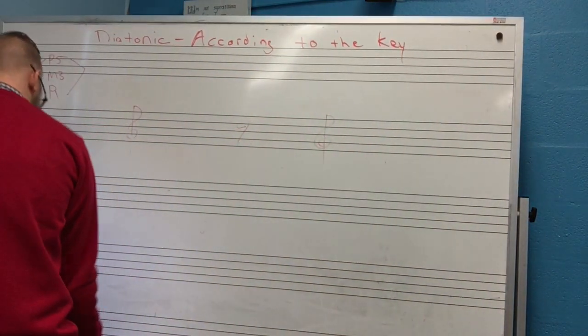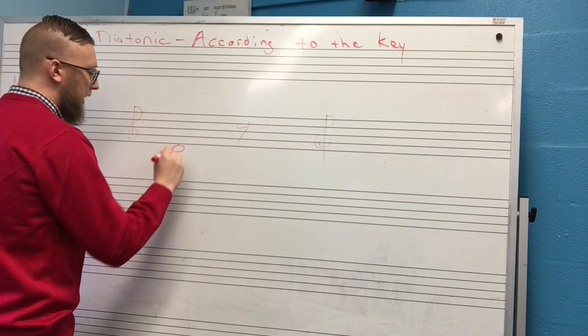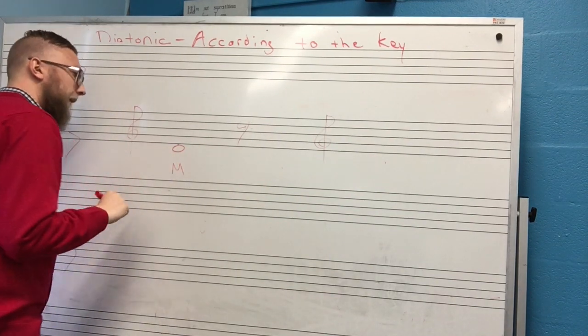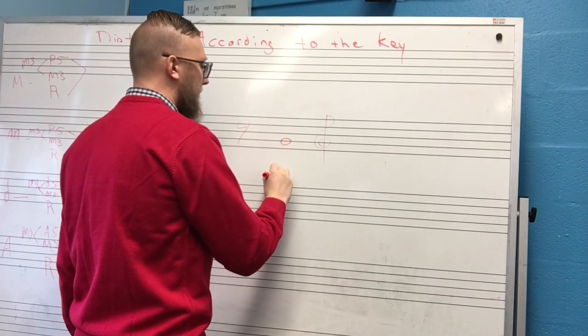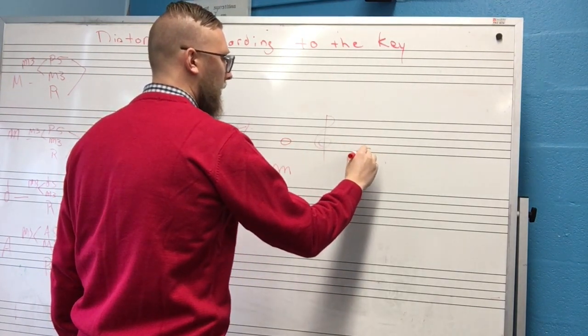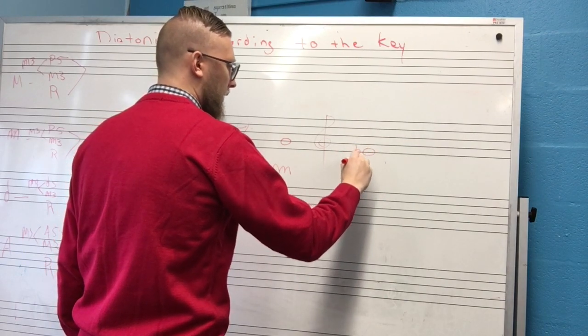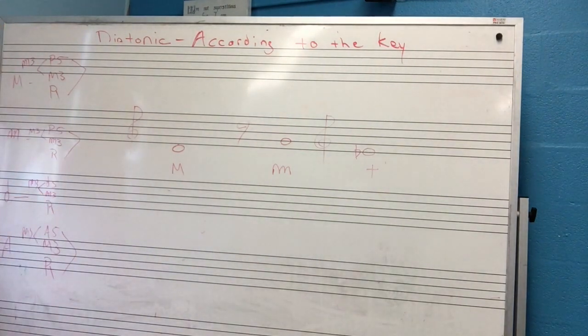We haven't done major yet, so that might be a good one to start with. Let's do D major. How about B minor. And E flat augmented. That's what the plus means. Augmenting means you're adding space to something. That's why the plus is there. Can you see that okay, Chris? Yeah.